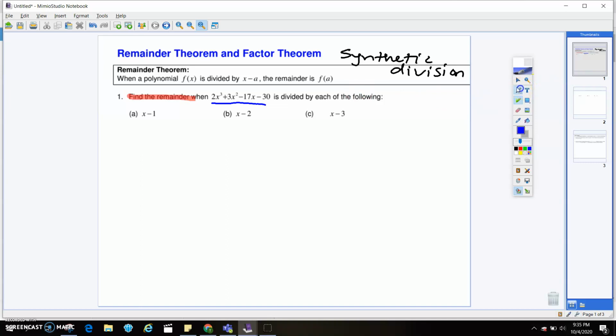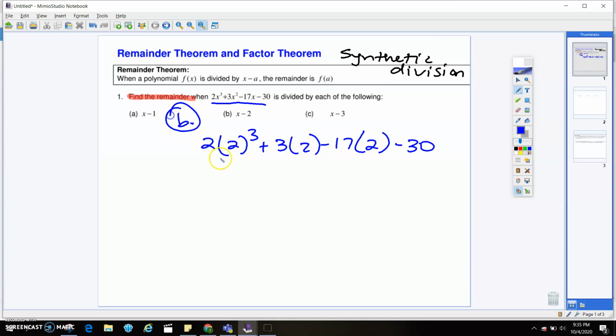It just says find the remainder. So all I've got to do is switch the sign of this guy and plug him into this polynomial. So 2 times 2 raised to the third power plus 3 times 2 minus 17 times 2 minus 30. And this is B. Okay, so 2 to the third power gives us 8.